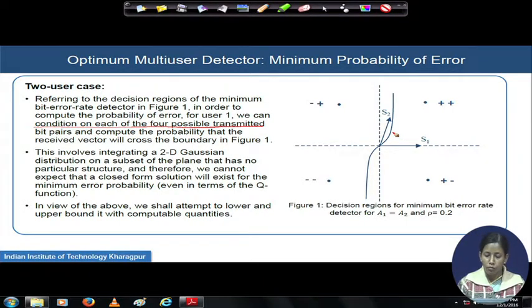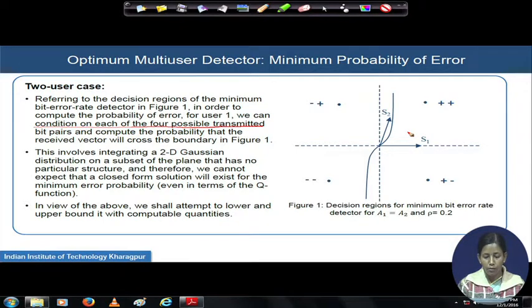And once we try to do it, it involves integration over the 2D Gaussian distribution on a subset of this plane, which cannot have any closed form structure. Therefore, we cannot have a closed form expression, for example in terms of the Q function, if we involve this integration over the 2D Gaussian distribution.